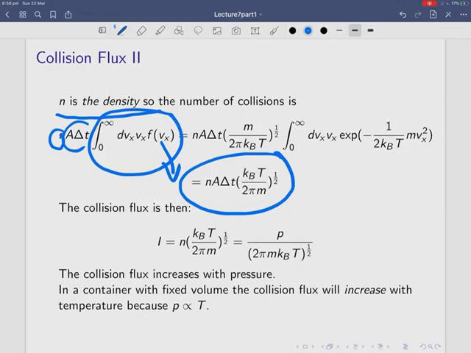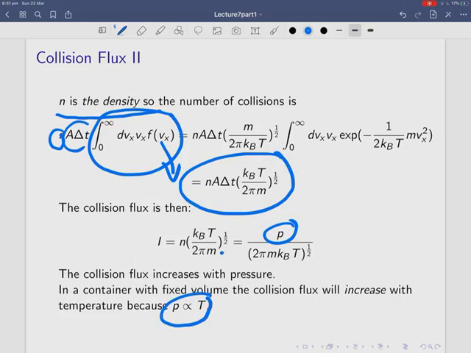So it's the number of molecules per unit area, per unit time colliding with the wall, and that collisional flux is given by that, which you can write in terms of the pressure, the temperature, and the mass of your particles, assuming you only have one species. Now how does that vary with the parameters? Well, it increases with the pressure. And it also increases with temperature, because in a container with fixed volume, the pressure is proportional to temperature. So it looks like it's going to go down as a function of temperature.